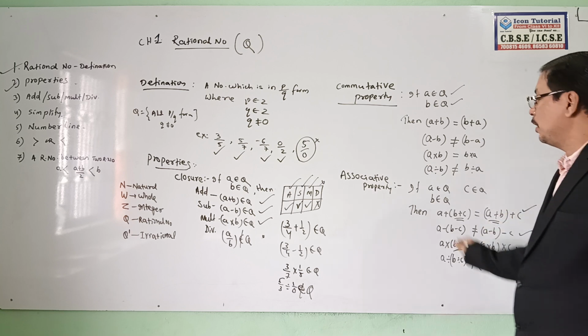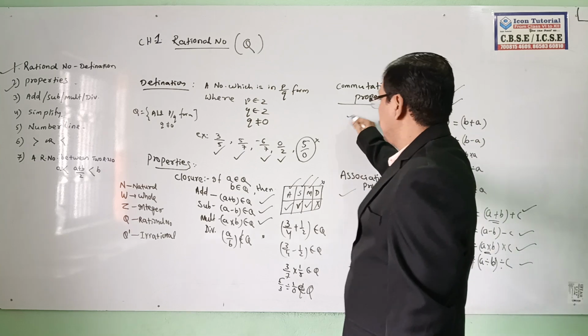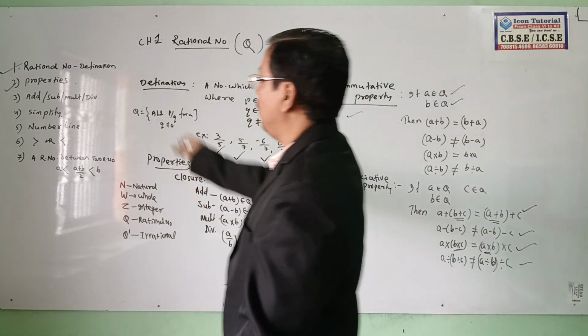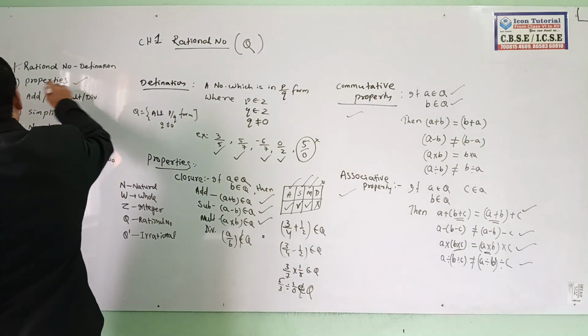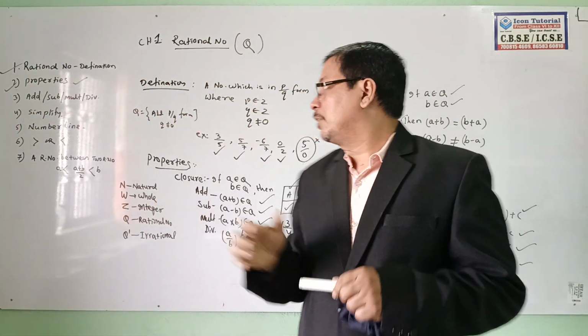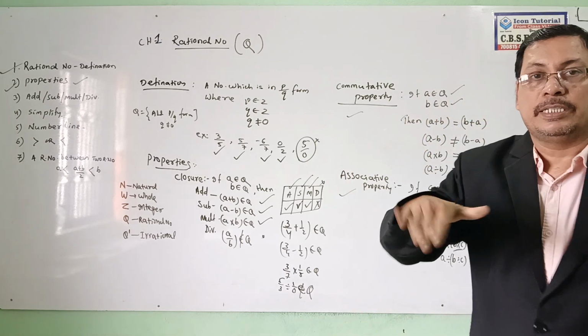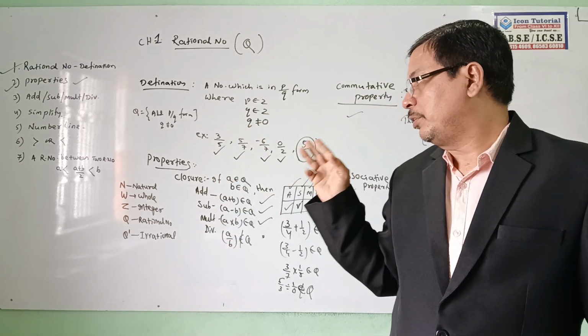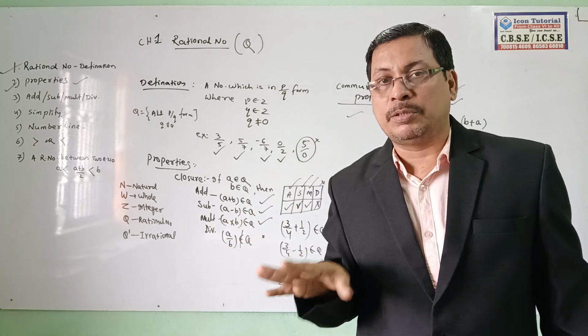So these are the associative property, the commutative property, then the closure property. So 3 properties completed. This part is already completed. Next part we will discuss in the next video: addition, subtraction, multiplication, division. I will try to do it in 3 or 4 videos, and this whole chapter will be completed.